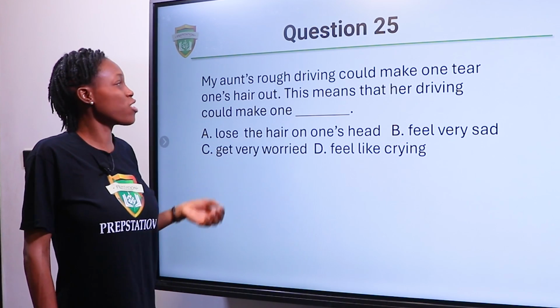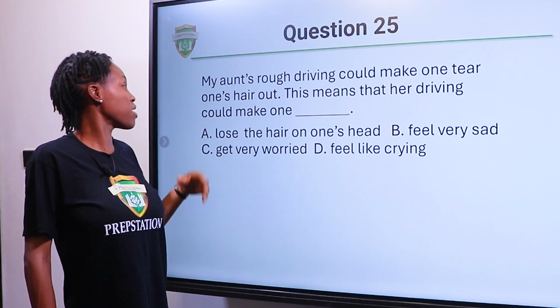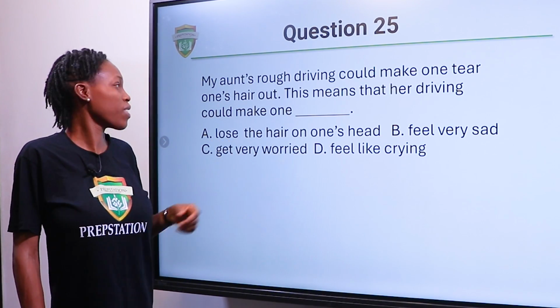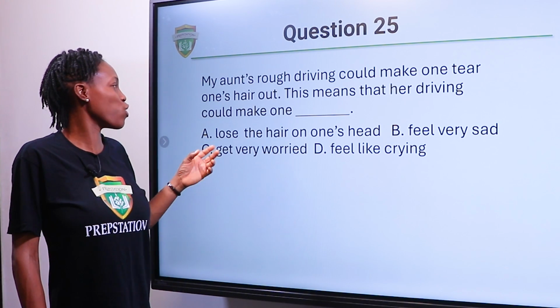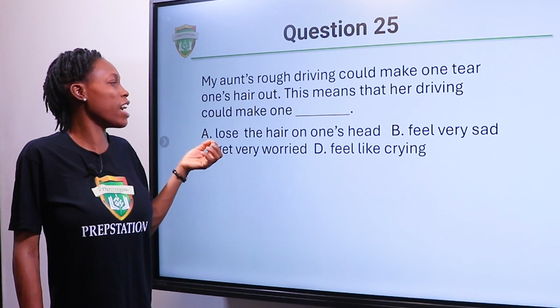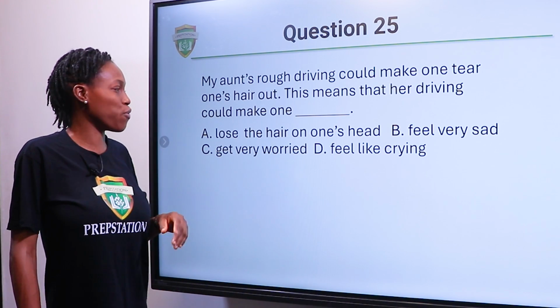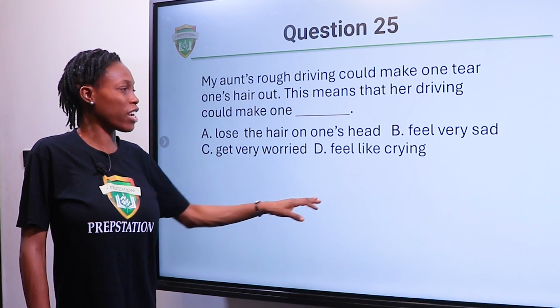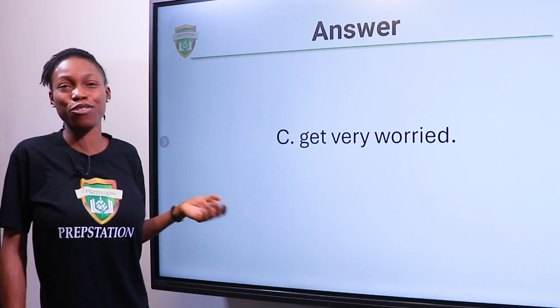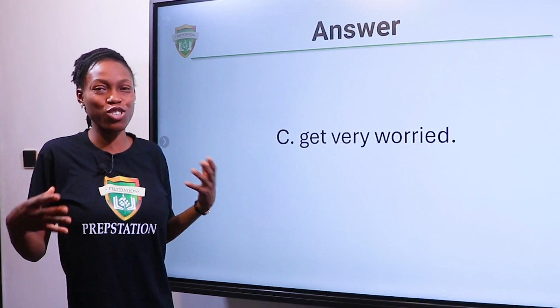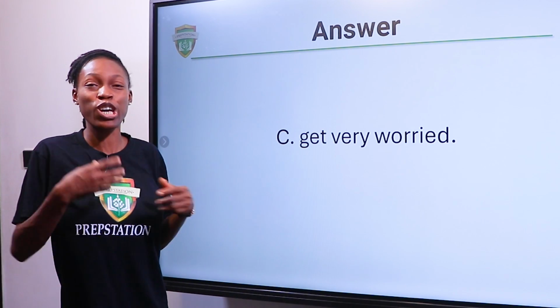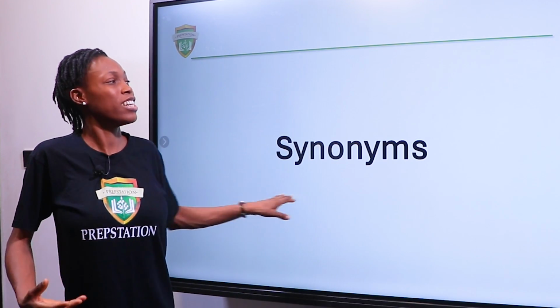25. My aunt's rough driving could make one tear one's hair out. This means that her driving could make one A, lose the hair on one's head, B, feel very sad, C, get very worried, D, feel like crying. The answer is get very worried. Some of these idiomatic expressions and the options, you can easily identify the answers.